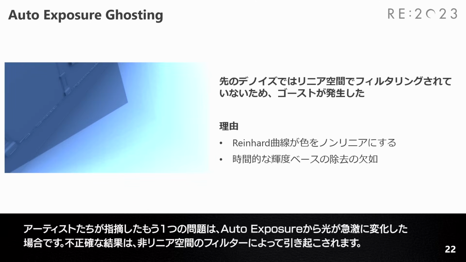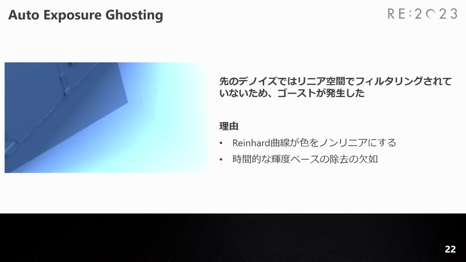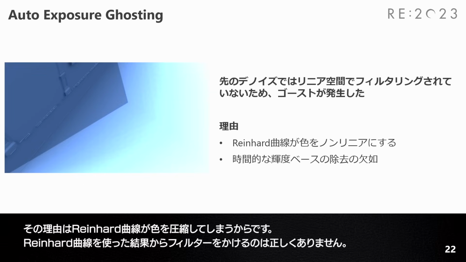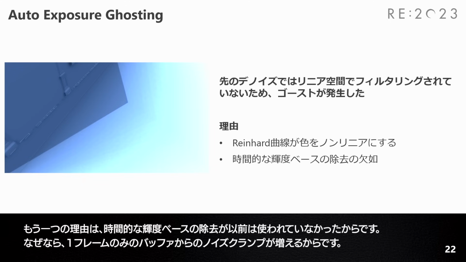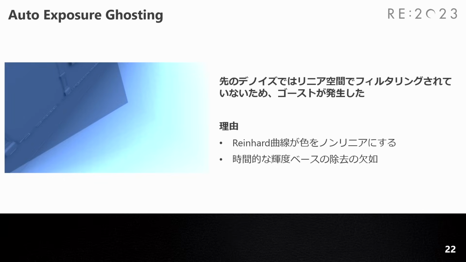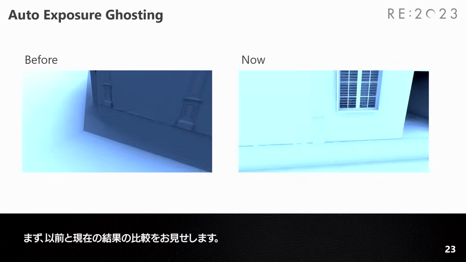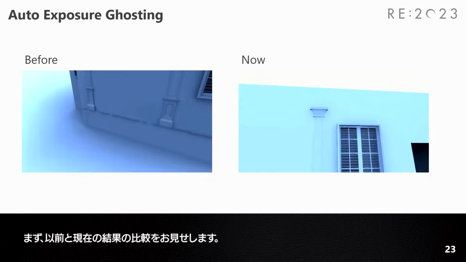Another problem that was pointed out by the artist is when light changes quickly from auto-exposure. Incorrect results are caused by filtering in nonlinear space. The reason is because the Reinhard curve compressed the color. It is not correct to filter results that use the Reinhard curve. Another reason is that temporal luminance-based rejection was not used before, because it will increase the noise clamping from a one-frame-only buffer. First, I will show you the comparison between previous and current results.